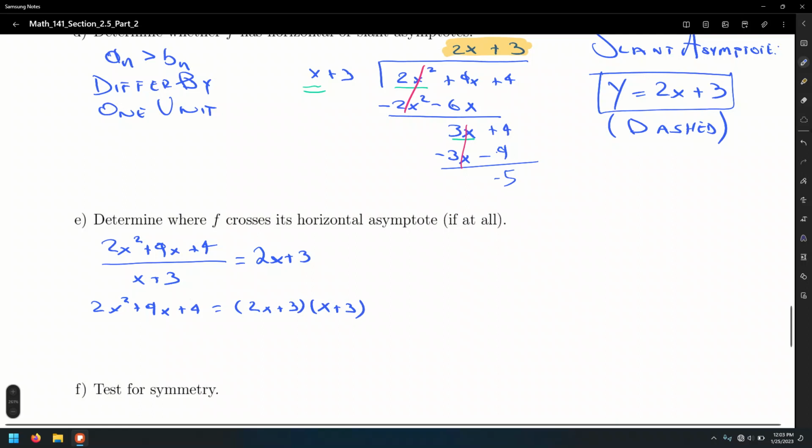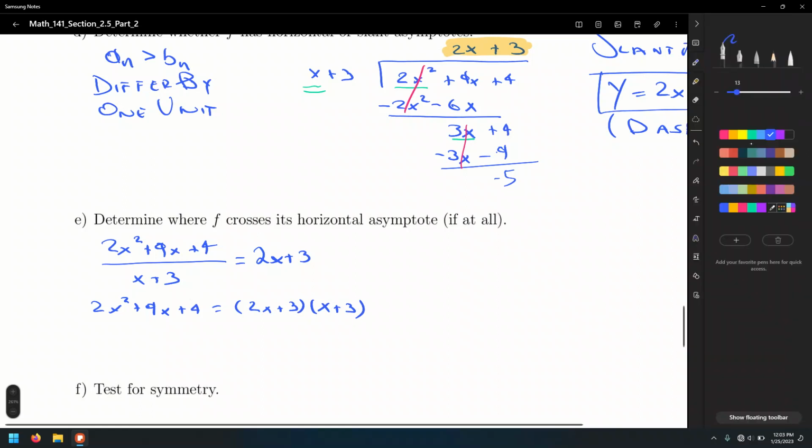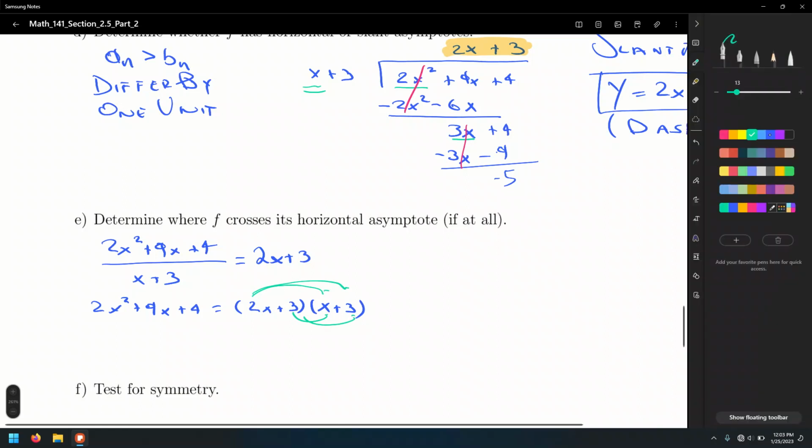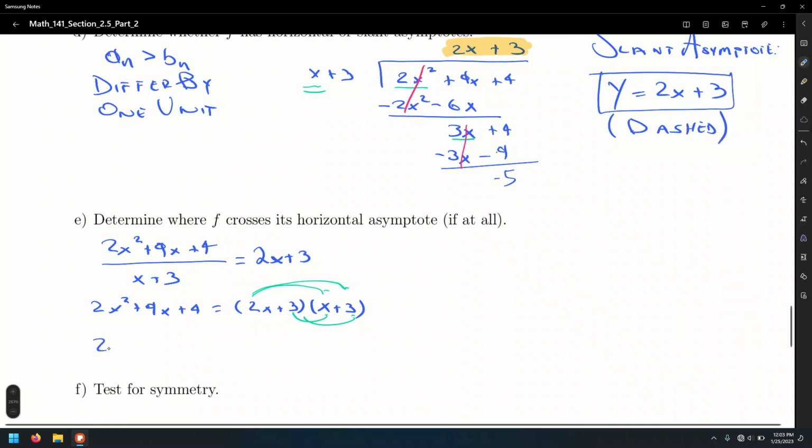All right, so what's going to happen here? Let's use the distributive property to simplify the right-hand side of the equation. That's going to give us 2x squared plus 9x plus 4, and that equals 2x times x, that's a 2x squared. 2x times 3, that's a 6x. And 3 times x, that's a 3x. And 3 times 3, that's a plus 9. So we're essentially done with the distributive property part of the problem.